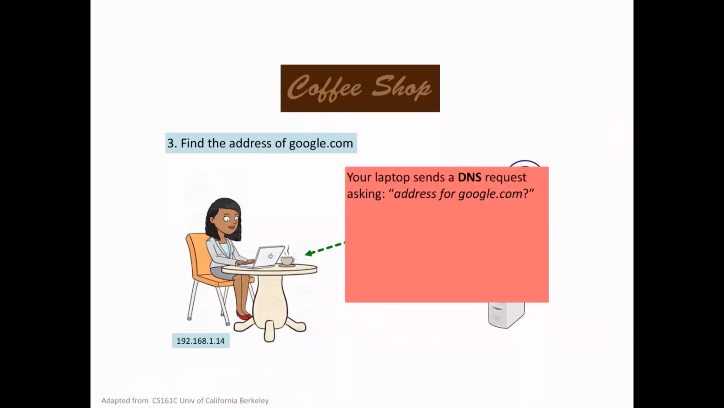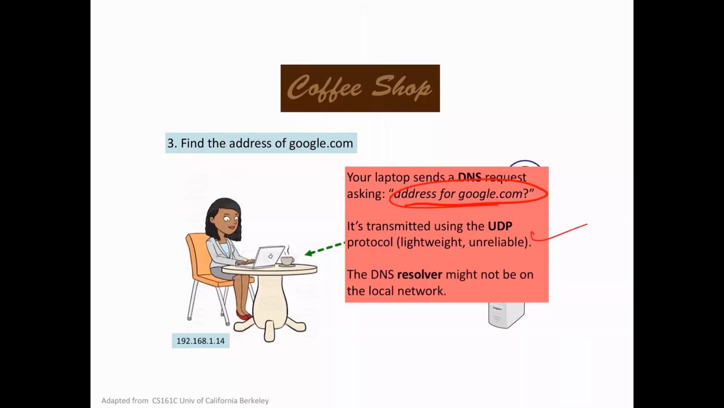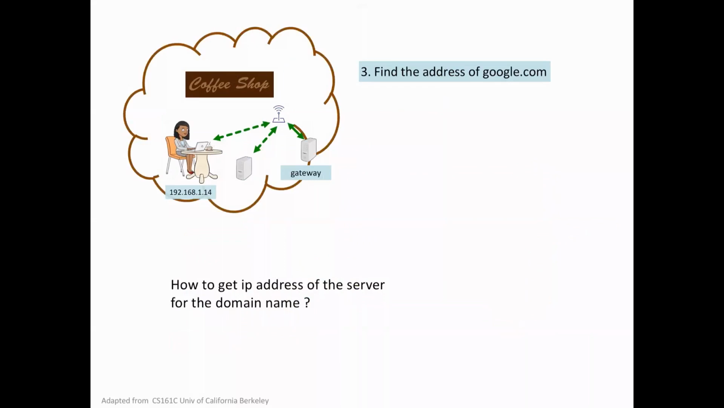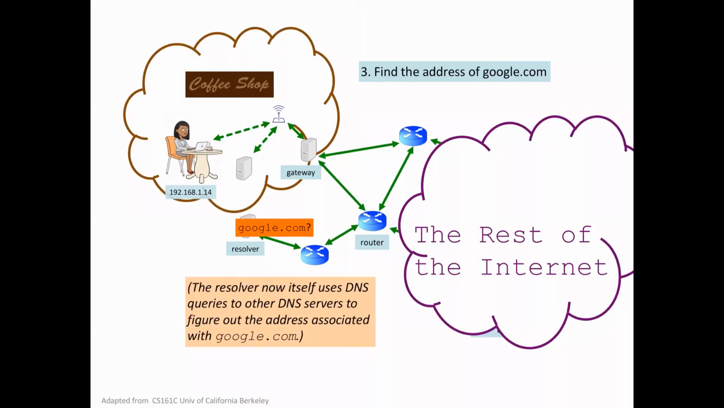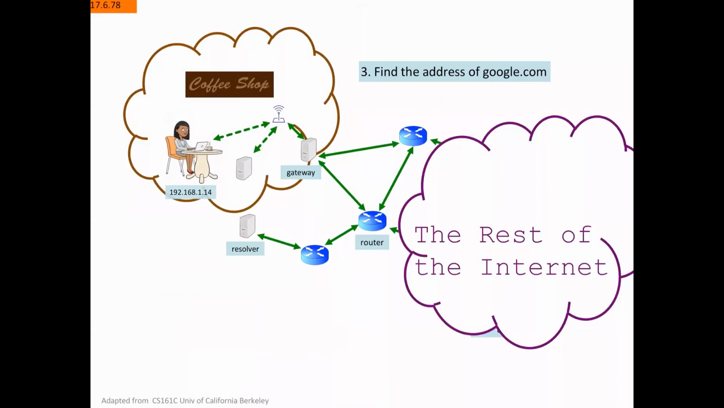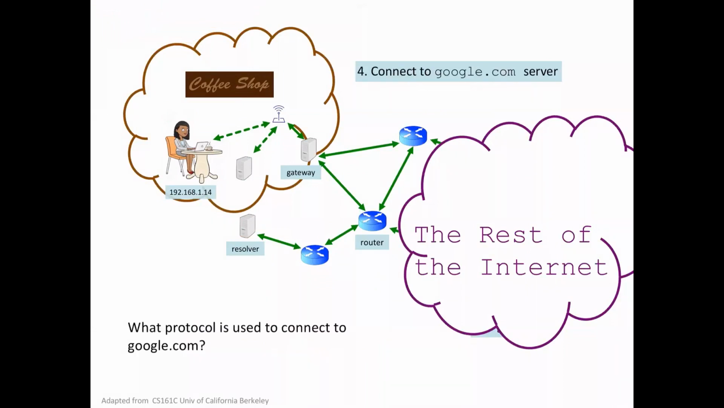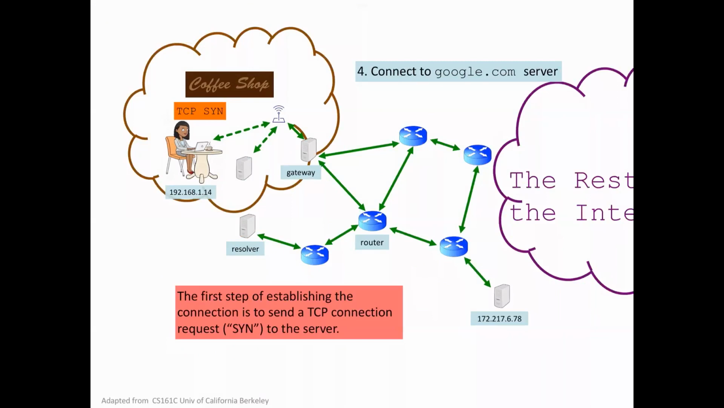Okay, now she has got all these three. Now she wants to know what the address of google.com is, because IP uses IP addresses, right? So she uses UDP, and then she sends it to the DNS, the domain name server, which she has got as part of the configuration. So through the gateway she sends this, and then finally it goes to the DNS server, and then she gets the IP address of google.com.